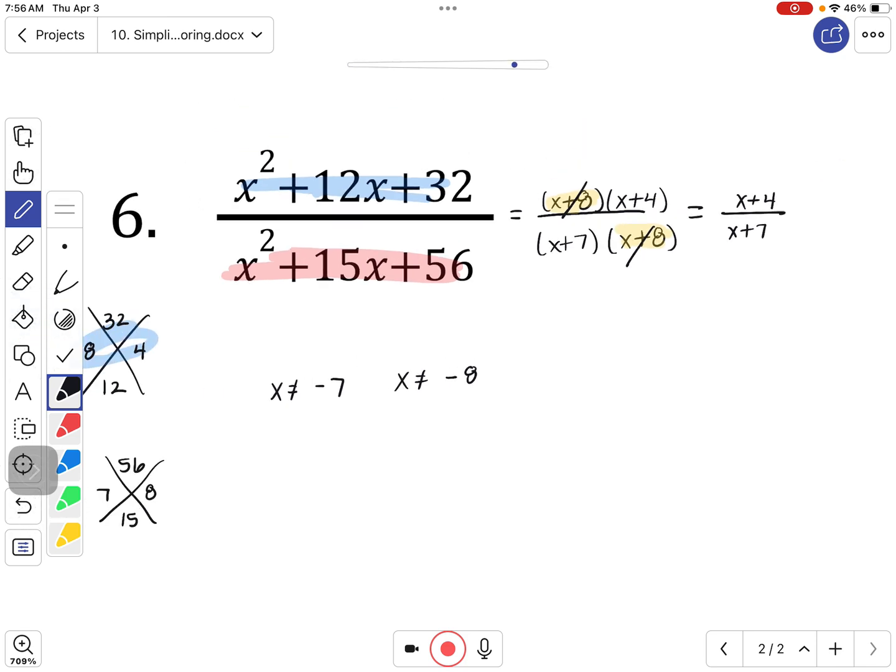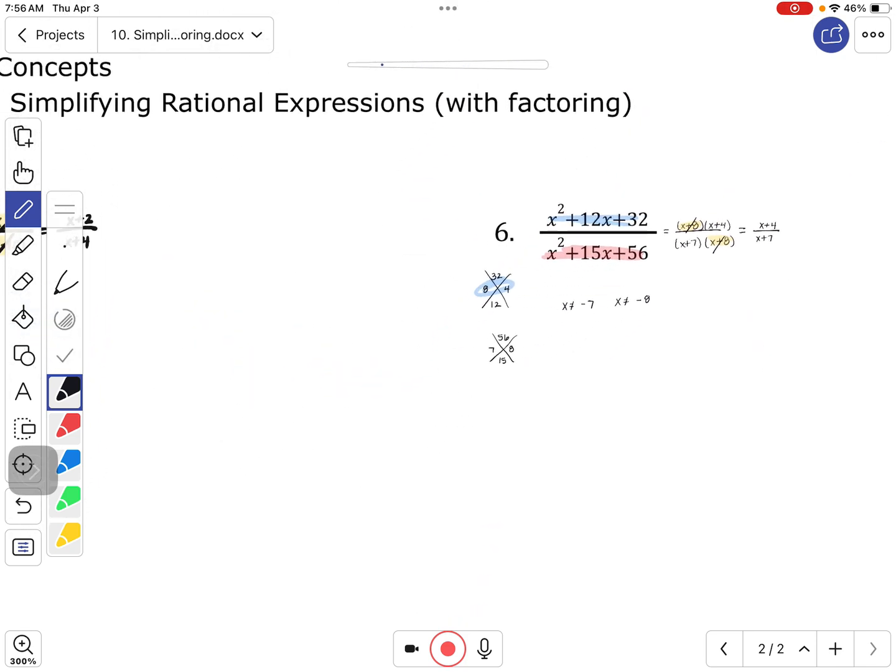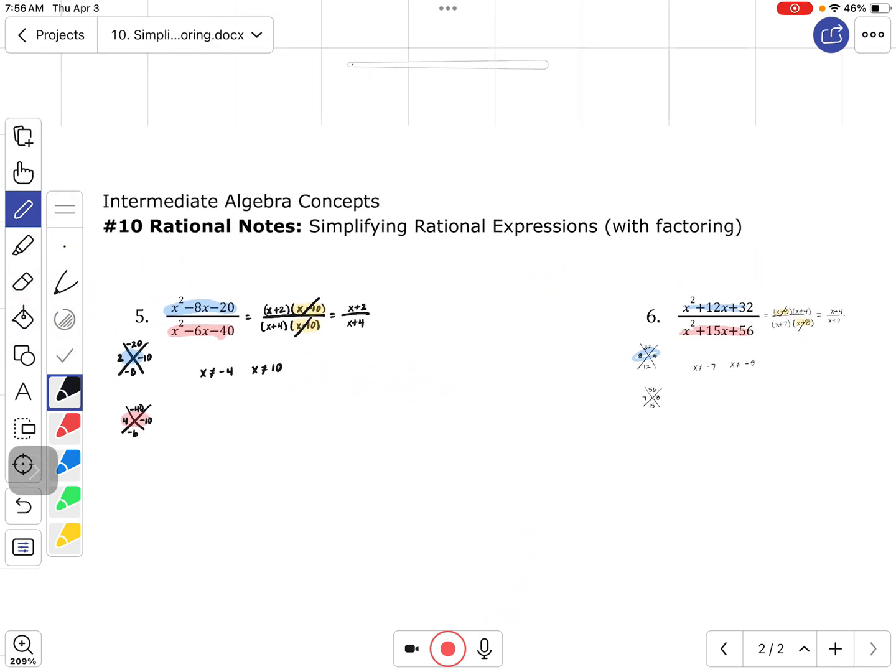And that is all you will be doing today. So it's something that you've done in the past lessons. We're just adding factoring, which you've also done before. So you are set to work on number 10, rational practice.